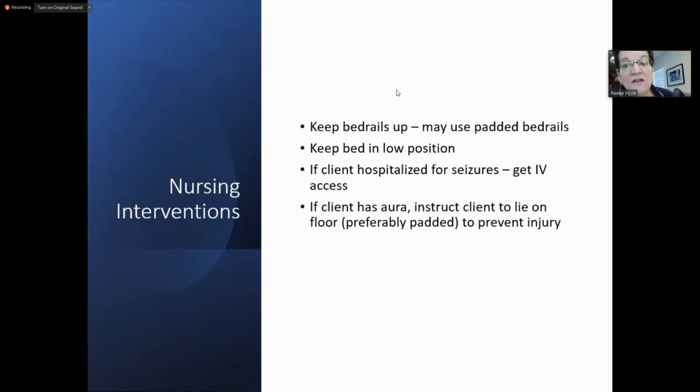But if I have to lay them on the floor, a lot of times I'll sit with their head in my lap to prevent that head from banging on that floor. Pillows also would be a good thing, or any kind of padding.